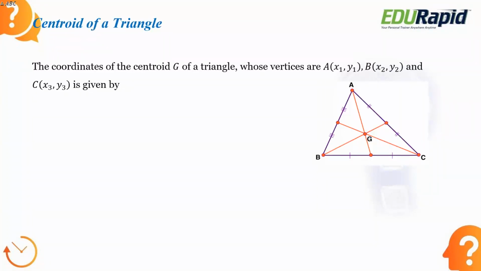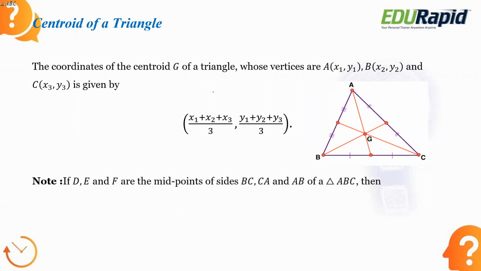Now we have centroid of a triangle. The coordinates of a centroid G of a triangle whose vertices are A of x1, y1, B of x2, y2, and C of x3, y3 is given by, how do you get the centroid? That is x1 plus x2 plus x3 by 3, y1 plus y2 plus y3 by 3. This G, centroid is denoted by G.